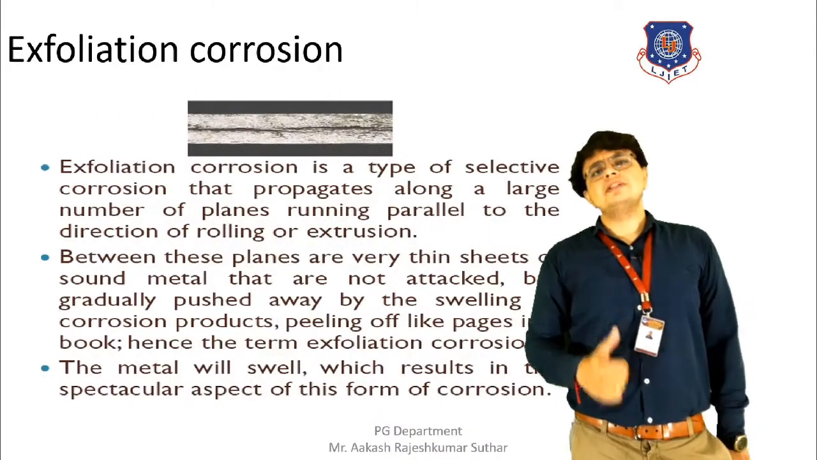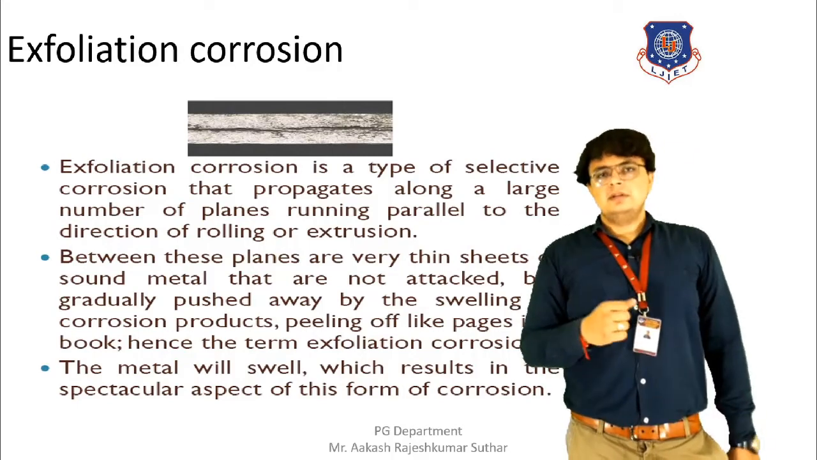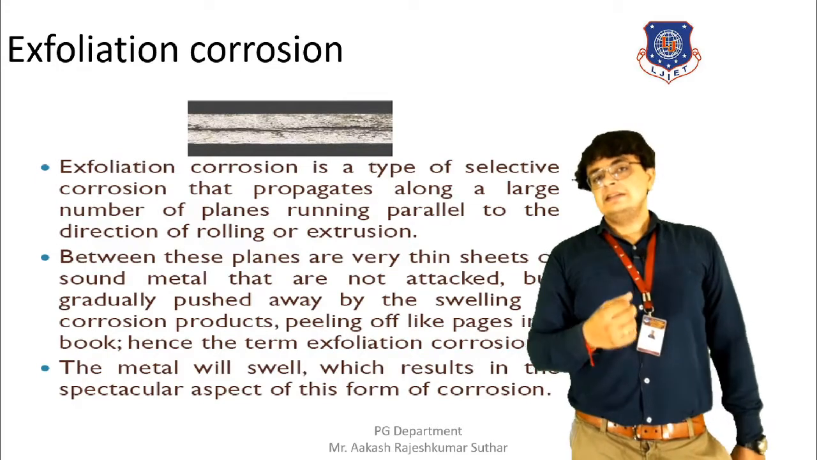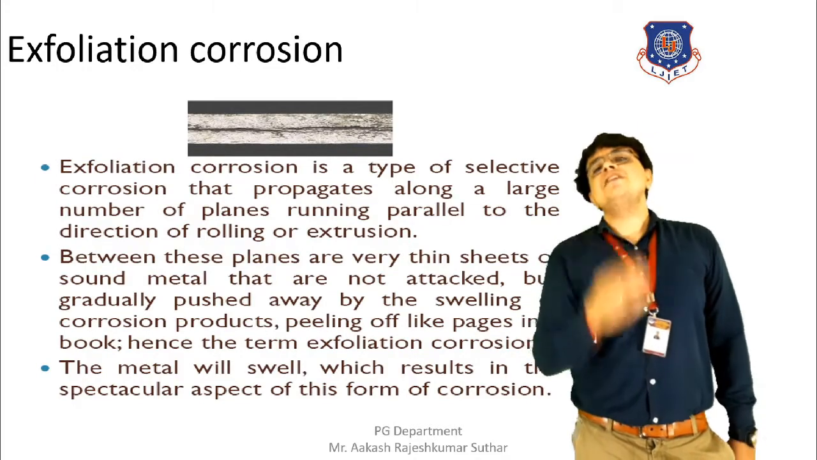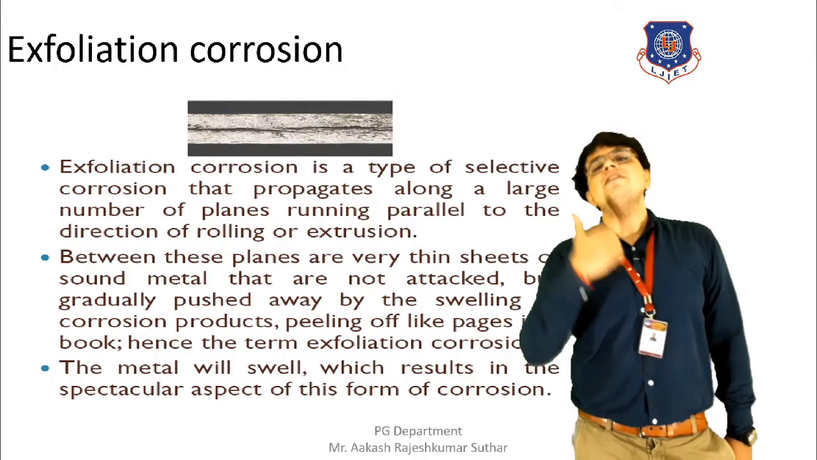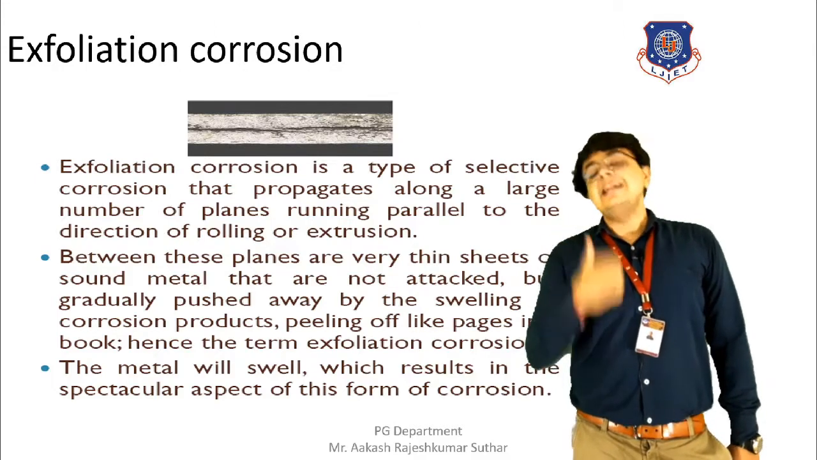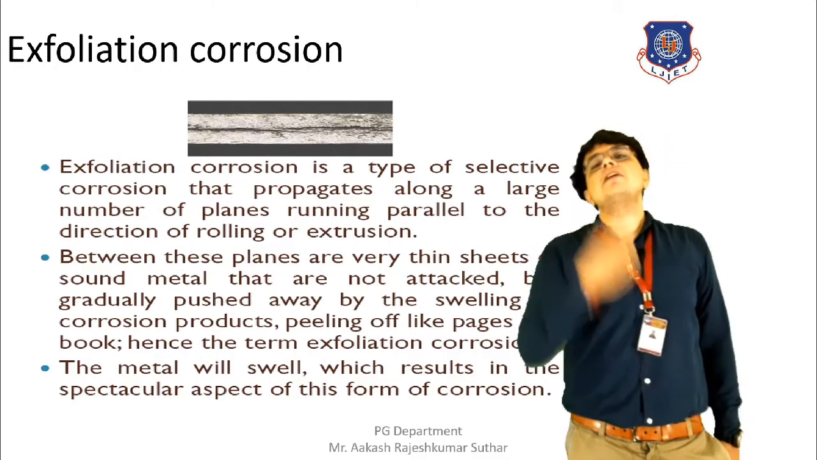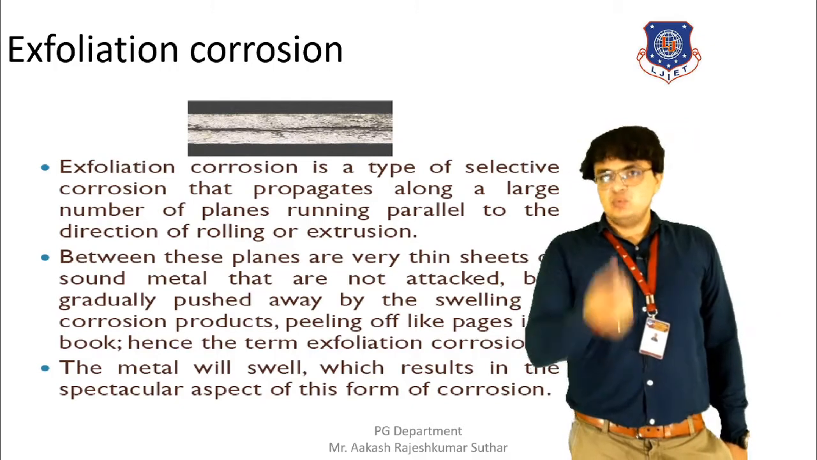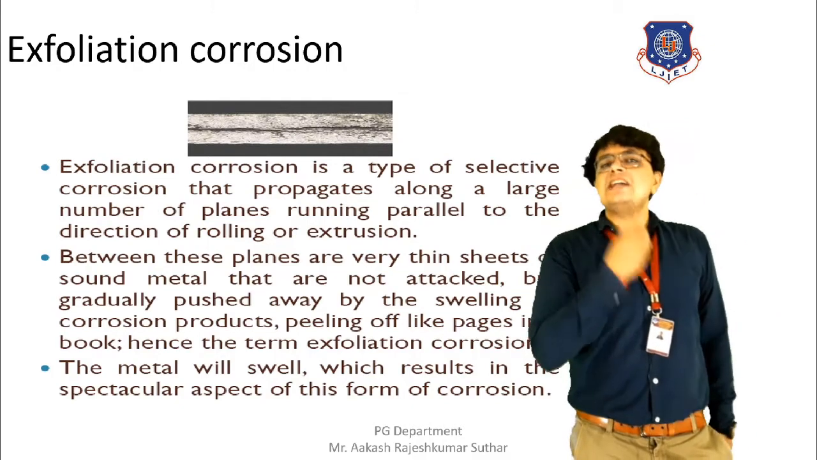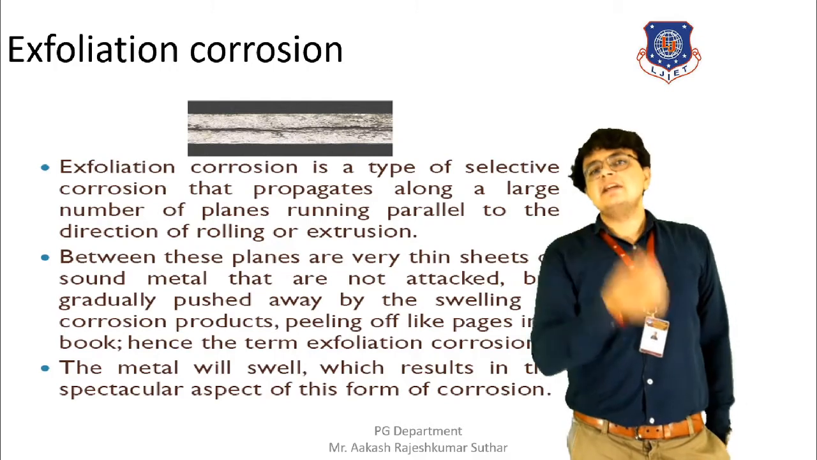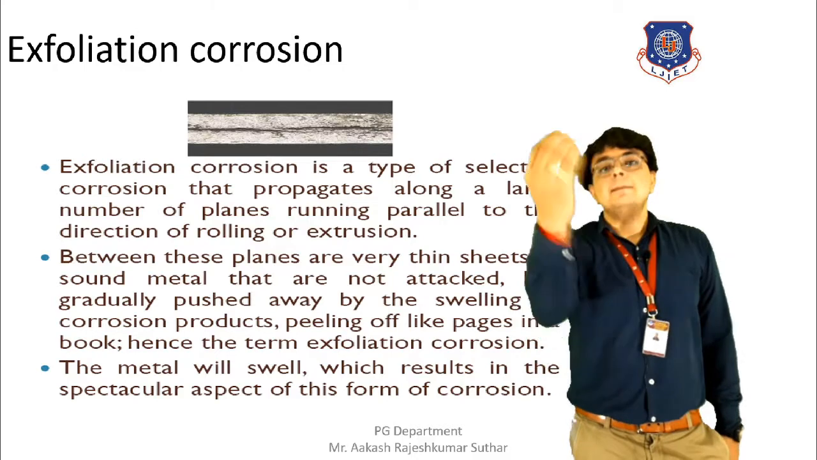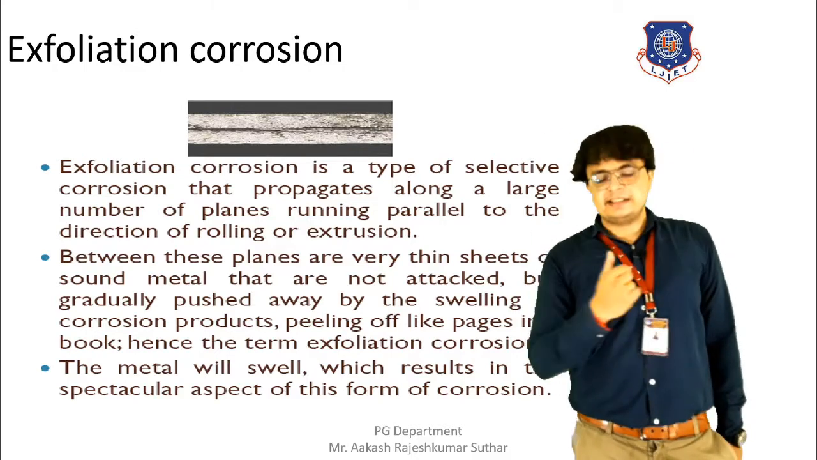The next type of corrosion is the exfoliation corrosion. The name only suggests that exfoliation is taking place. Here, the corrosion is a kind of selective type of corrosion that is propagating towards a large number of planes of the metal. Once it is propagated, there will be a larger number of small planes coming into its way, and it will not corrode the planes directly.